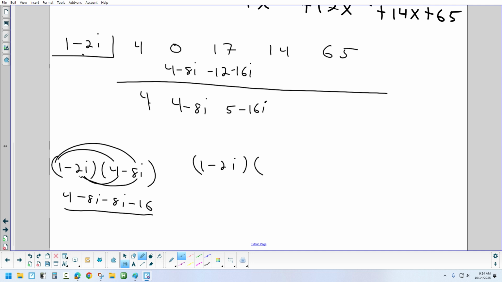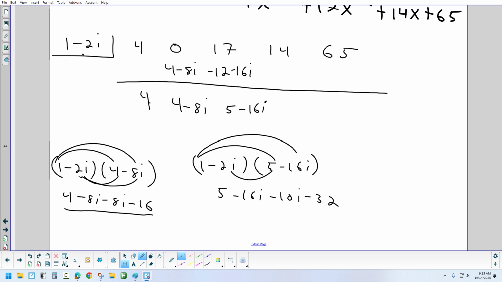It's not hard, it just does take a little bit longer when we got to do these multiplications out. So we're going to get 5 minus 16i minus 10i. And then negative 2i times negative 16i, that's a 32i squared, which is minus 32. What do we get when we combine all of that together?